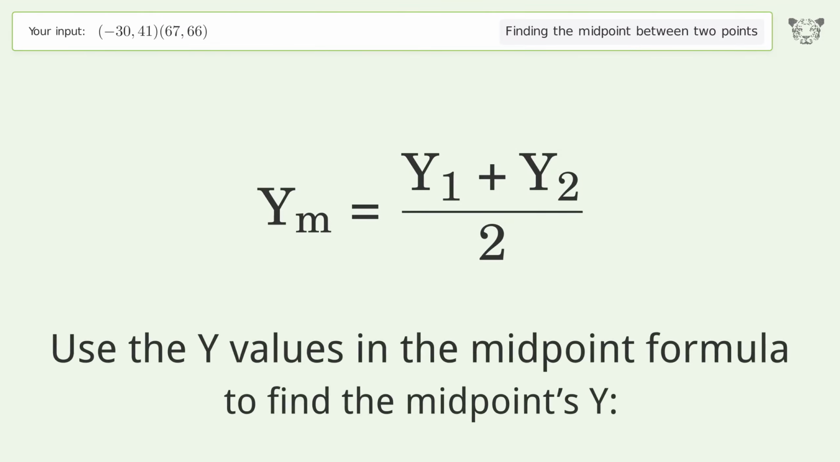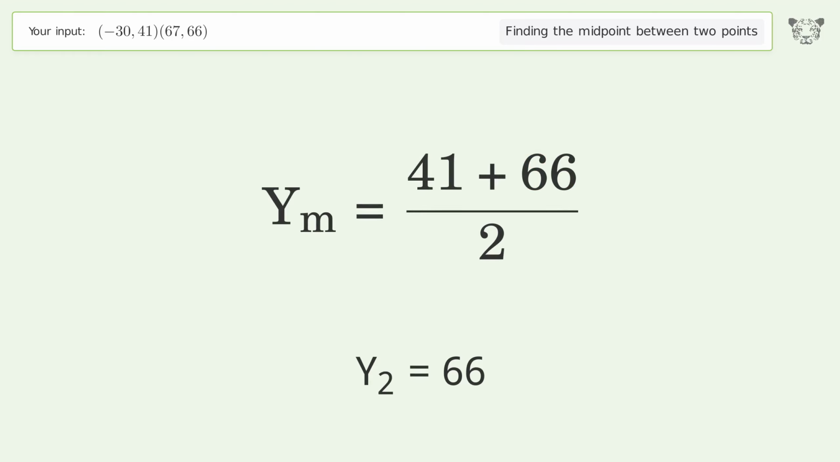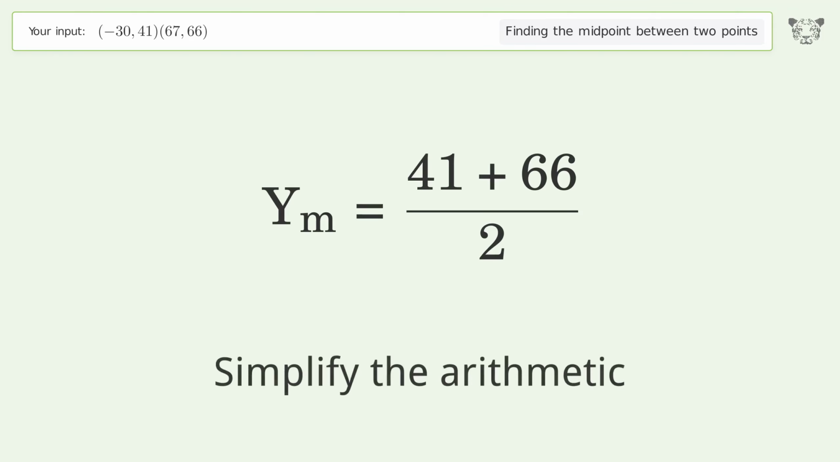Use the y values in the midpoint formula to find the midpoint's y. y1 equals 41. y2 equals 66. Simplify the arithmetic.